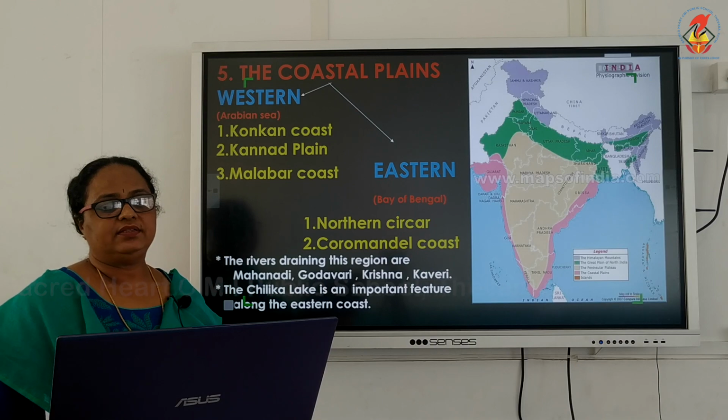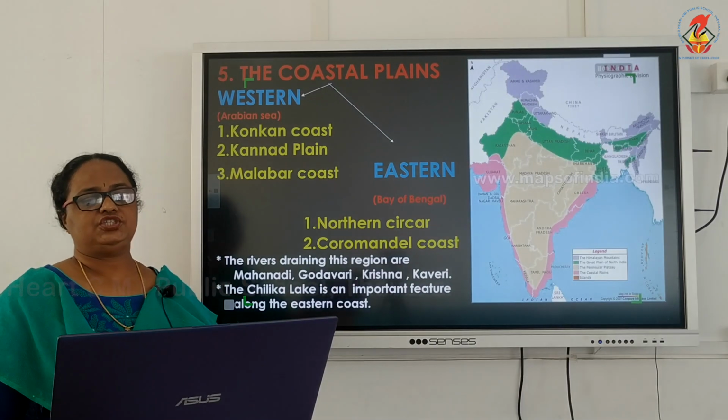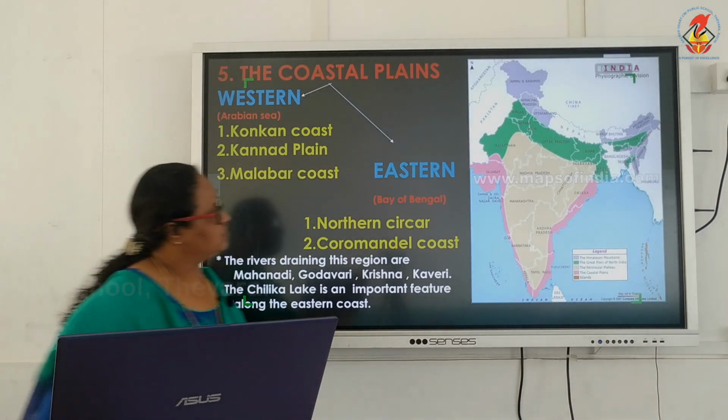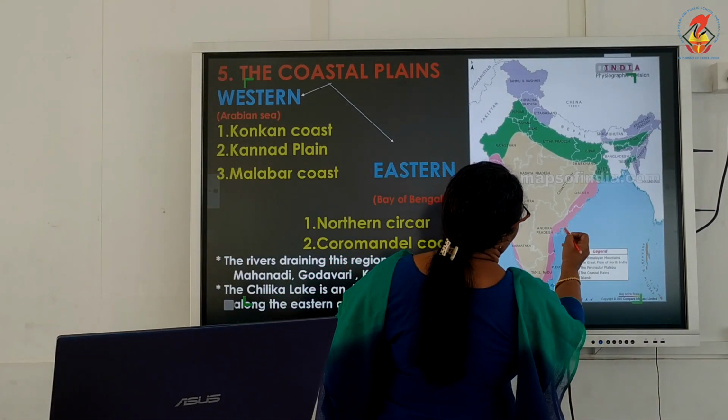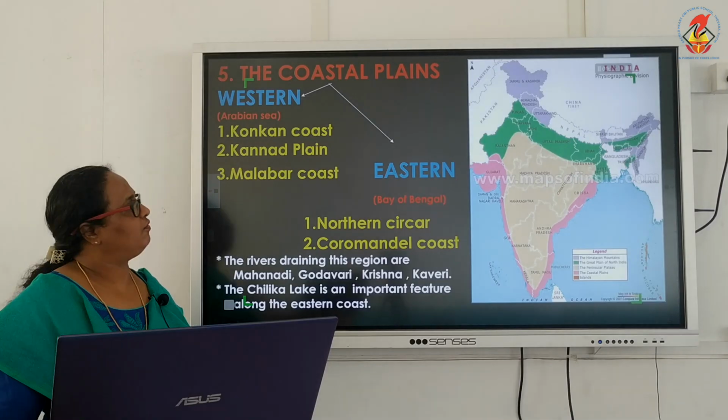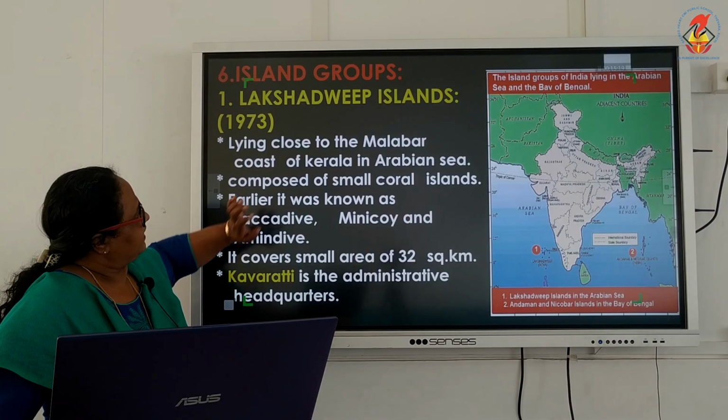Then we have Lake Chilika, which is an important feature along the eastern coast. We have Lake Chilika here, this part. Can you see this particular region? That is called Lake Chilika. So these are the important features of the coastal plains.